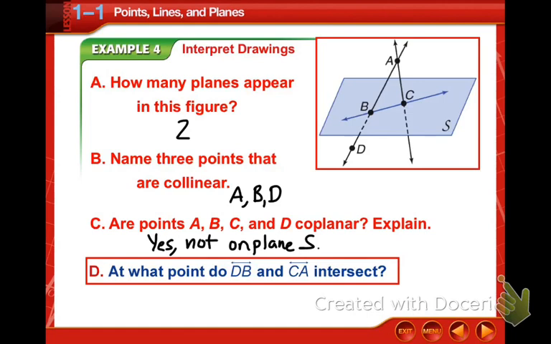And then D here, at what point do DB and CA intersect? So DB was purposefully named that, so it didn't include the letter they do intersect at. CA does have it, that is at point A.